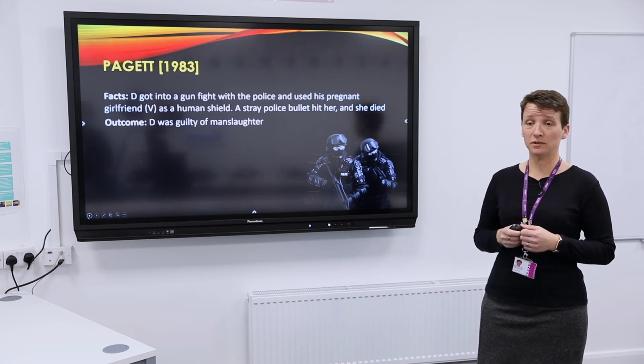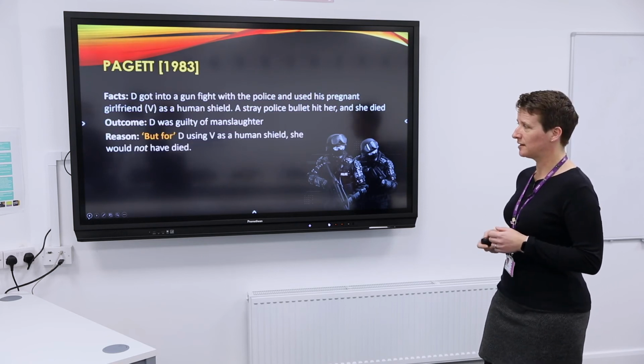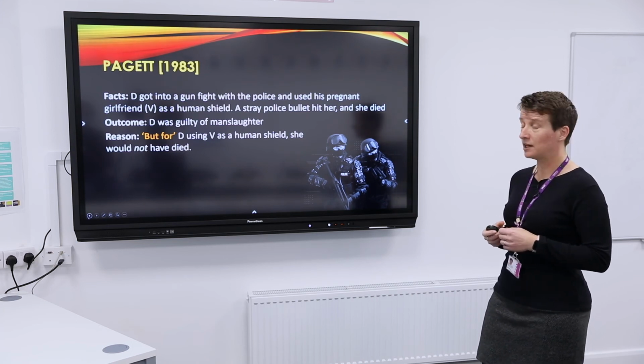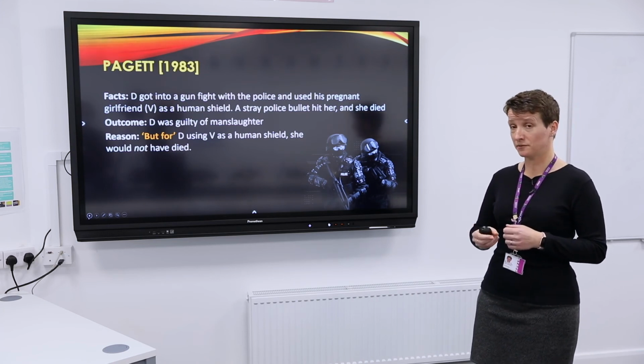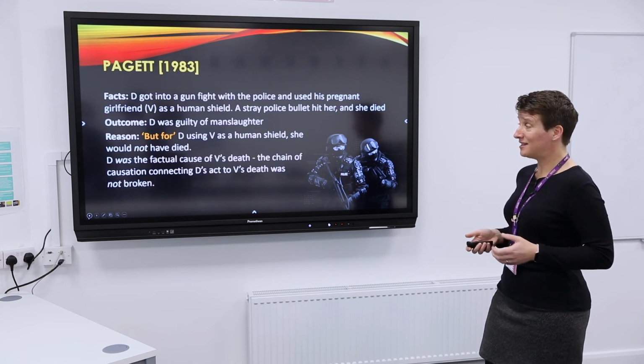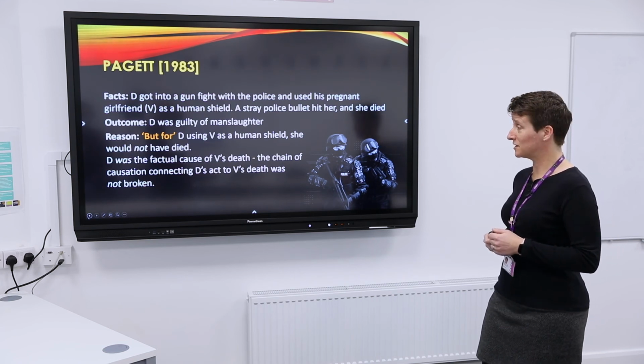So again, we need to understand the reason why, and we return to the but-for test. So but for using V, the victim, as a human shield, this time she would not have died. So going back to the chain of causation, he this time was the factual cause of her death. The chain of causation was not broken. Now that's just a tiny, tiny glimpse into the sort of thing we cover at A-level law. Just 2 cases out of several hundred. I hope it made sense.